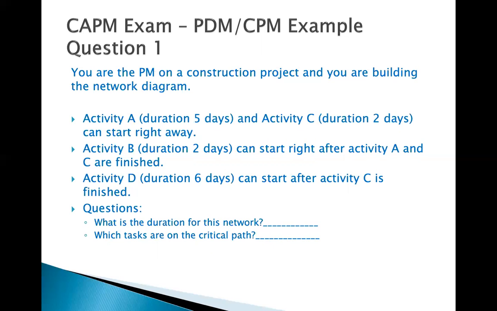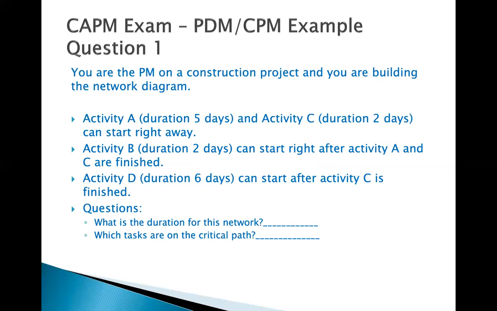If you read this carefully, you will see that the CAPM exam is providing all the information you need to calculate the critical path, the total float, and also determine the early schedule and the late schedule of your project. So activity A, the duration is 5, and activity C, the duration is 2. Activity B, the duration is 2, and activity D, the duration is 6. However, this example is not only providing the duration, but also the relationship.